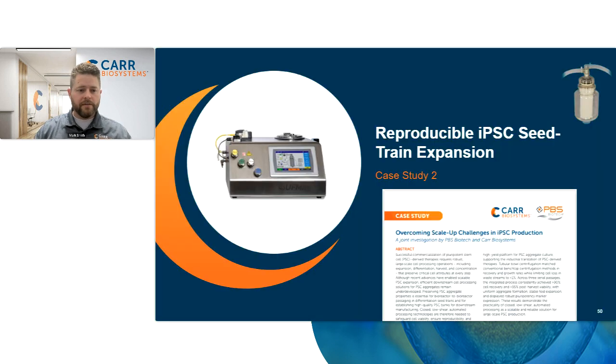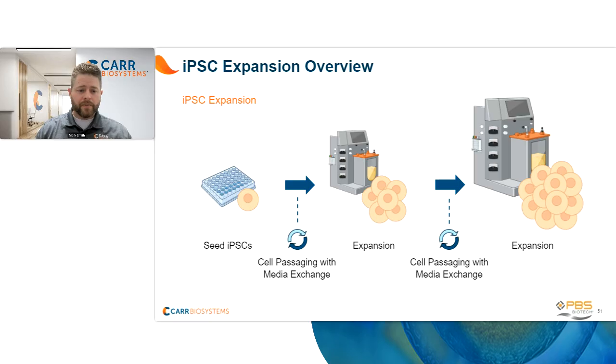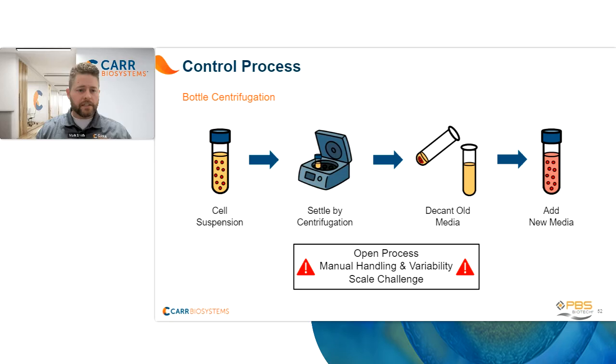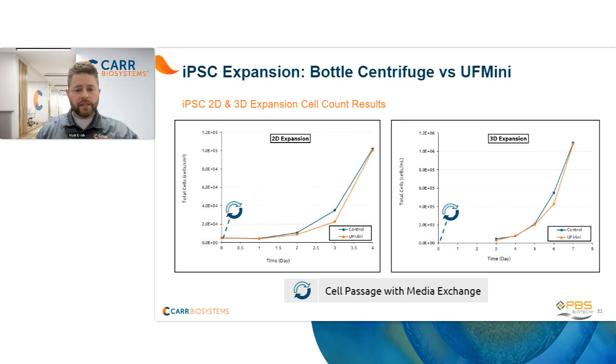In this next case study, this particular end user working with PBS Biotech was looking to have reproducible iPSC seed train expansion. In this case, they were looking to passage the cells with media exchange between every passage. The control system here was a benchtop centrifuge. As we talked about, this was an open process, manual handling, and had some scaling challenges. Both in 2D culture and in 3D culture, we passaged and then compared the performance between passaging with the control or passaging with the UF Mini.